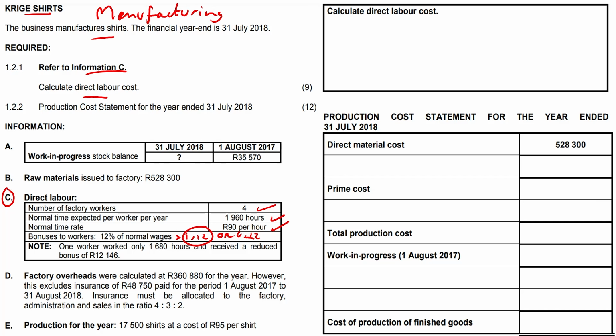One worker worked only 1,680 hours, so we've got a big note here, and received a reduced bonus of 12,146. So instead of looking at 4 workers here, we look at 3, because this fellow over here did some different things. So it's going to be 3 times 1,960 times 90, and we're going to multiply that figure by 1.12. So one nice big calculation here, and we get 592,704. Okay, quick calculation there.